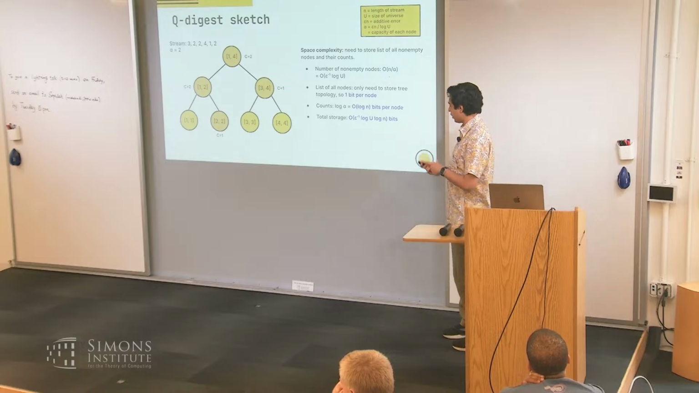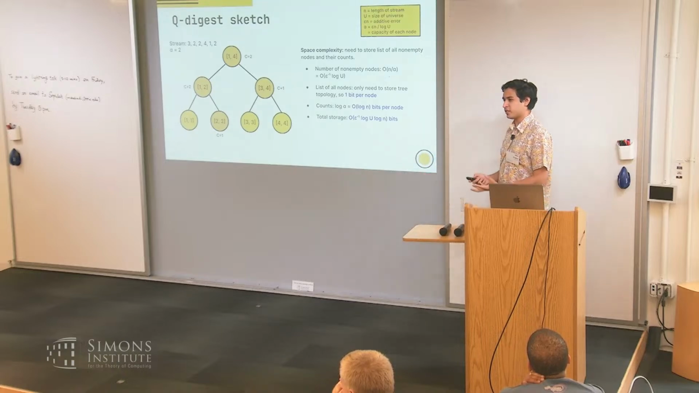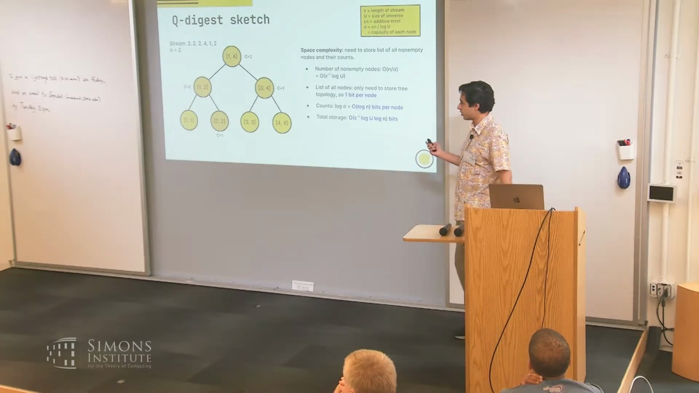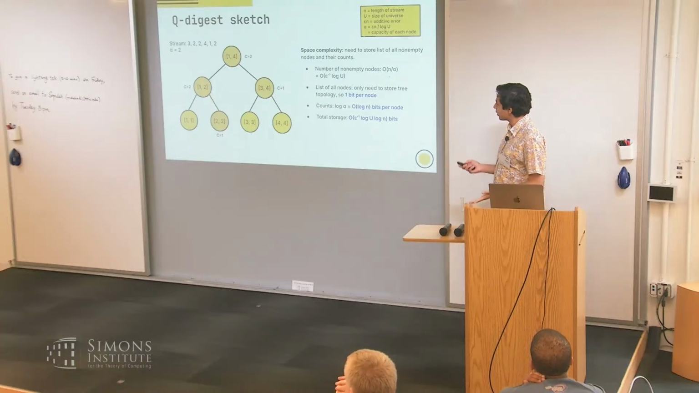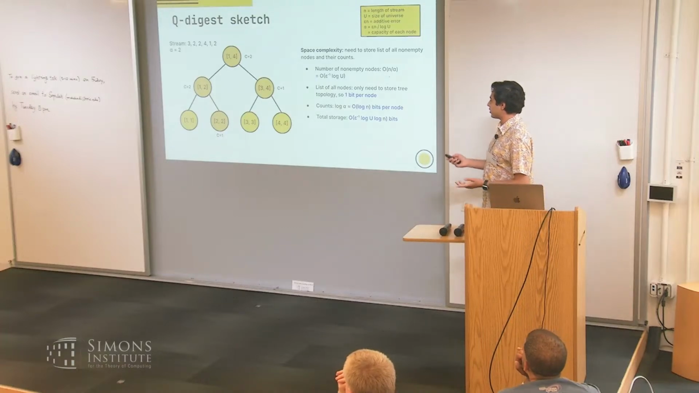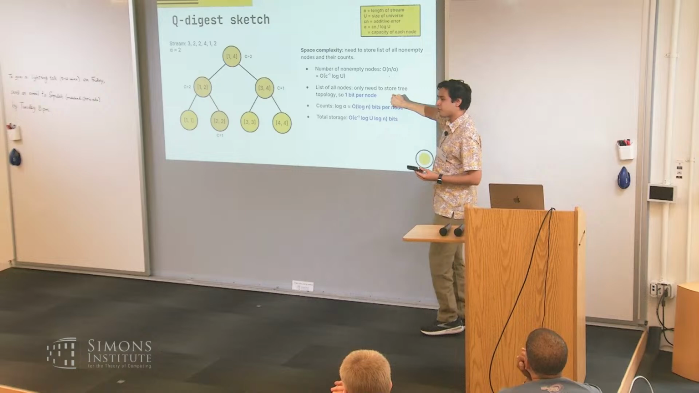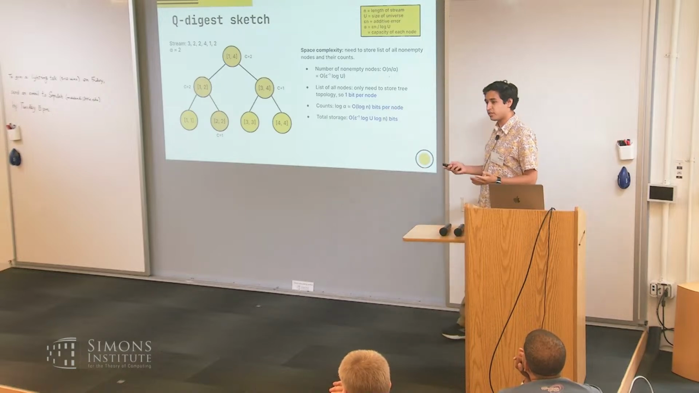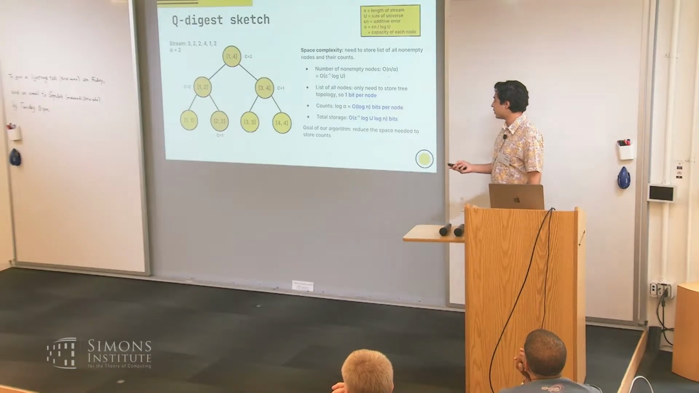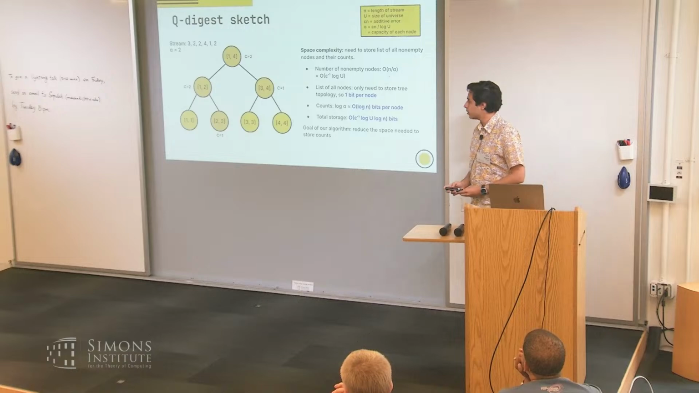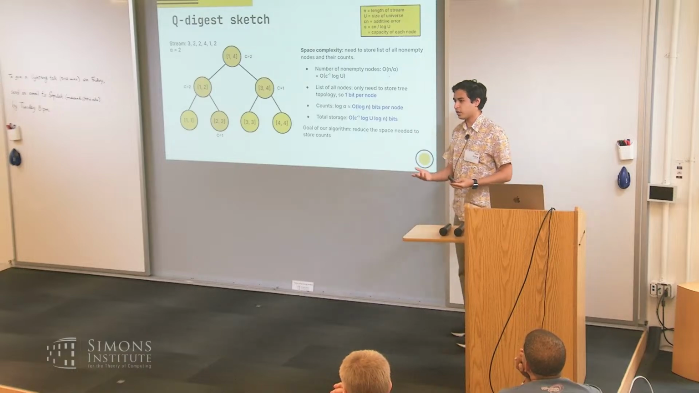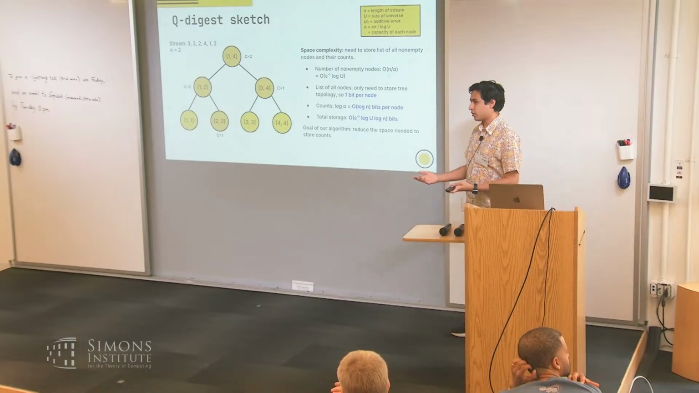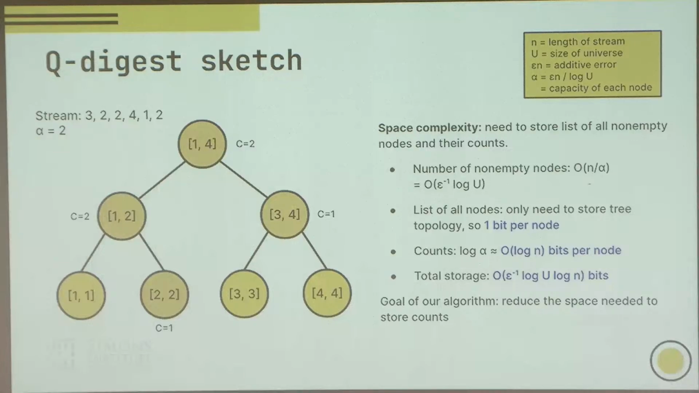Okay. Right. So our goal is just going to be to try to improve on this QDigest sketch. And a natural place to look, right? We have just 1 bit per node to store the list of nodes. So maybe we can improve the count part. We're not directly going to use a Morris counter, but we will attempt to store approximate counts in some way in order to improve the space complexity of this algorithm.